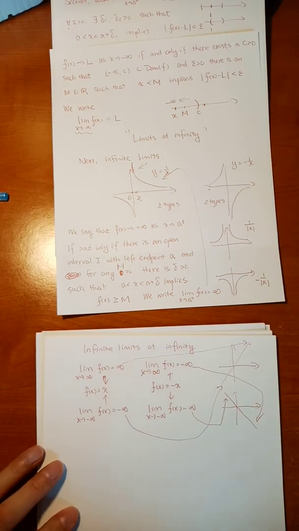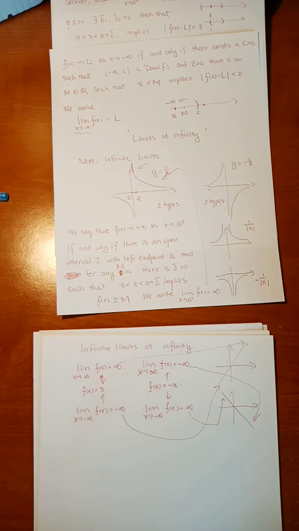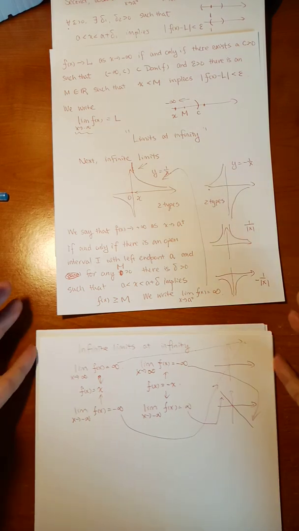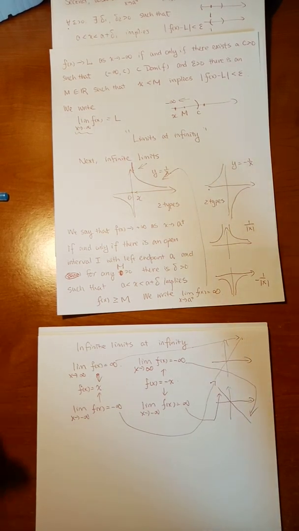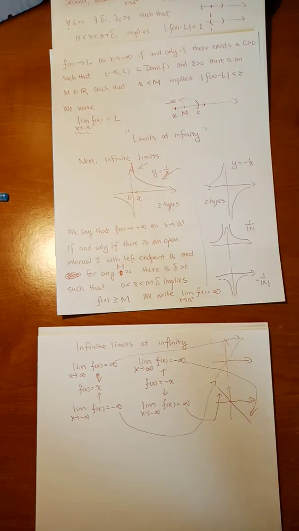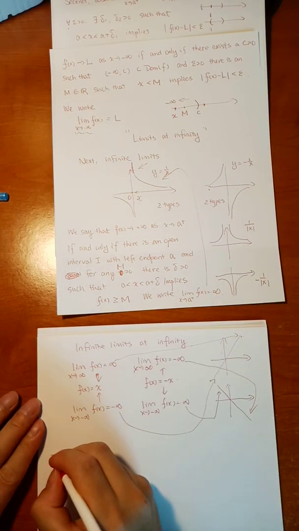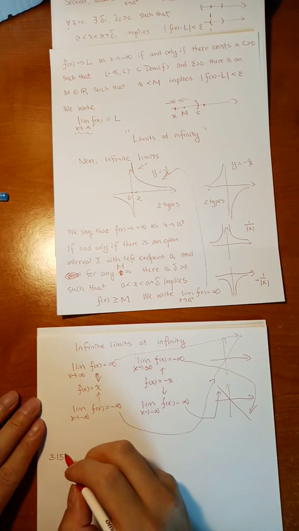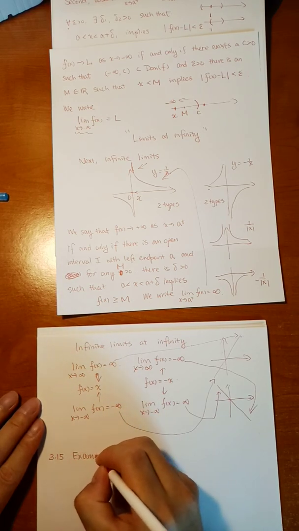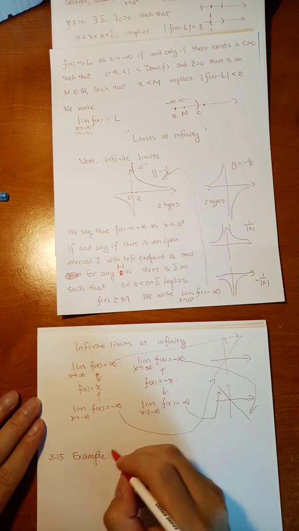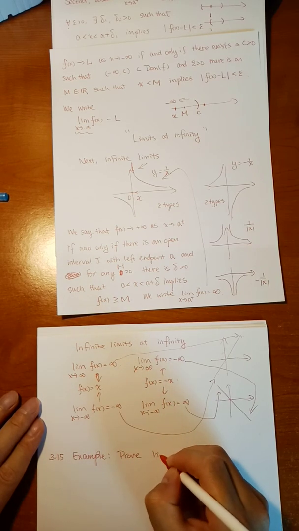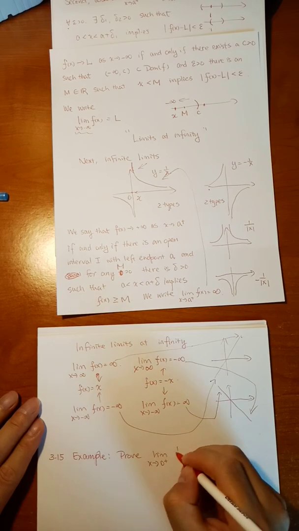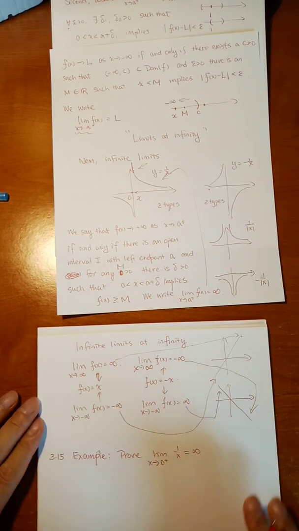So once we understand that infinite just means sufficiently large or sufficiently negatively large, then we can write the stuff in terms of epsilon-delta or capital M. Okay. So let's use one example to demonstrate. We're going to prove the limit as x approaches 0 from the right-hand side of 1 over x is positive infinity.